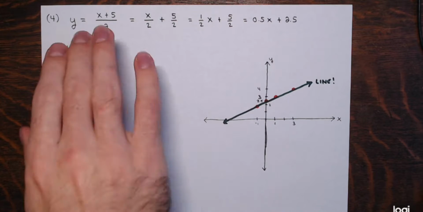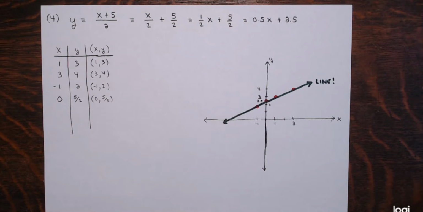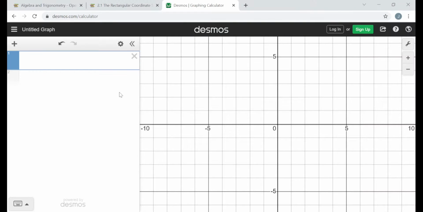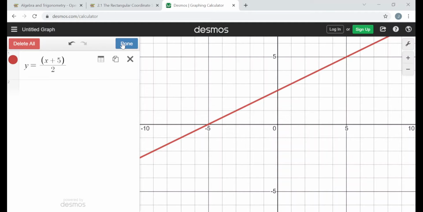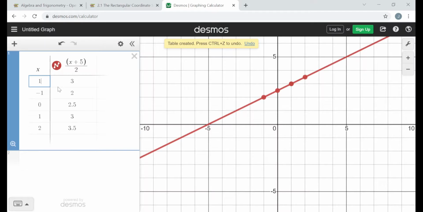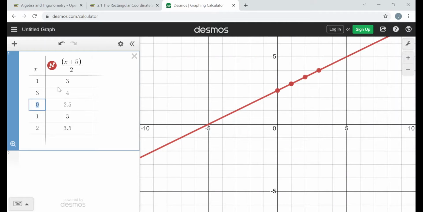And once again, let's take a look at a better picture of this on the Desmos site and just check our answers, verify that the points we plotted are actually on this. So we have y equals, now because the numerator has multiple terms, x plus 5, I'm putting it in parentheses. So we have x plus 5 all divided by 2. And let me make a table, and I'm going to plug in the values that I plugged in. We plugged in 1, I plugged in 3, I plugged in negative 1, and I plugged in 0.